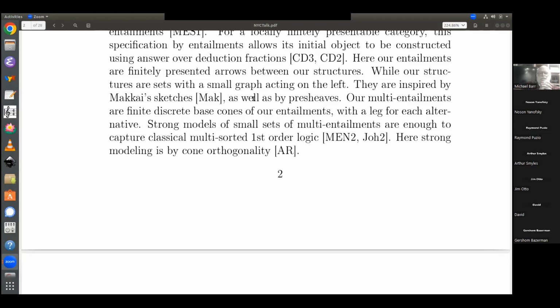Yeah, I said this still needs a revision here. As I said, my entailments are finitely presentable categories, but actually they are the finite presentations of some arrows between structures. Whereas the multi-entailments present instead finite discrete base cones of these entailments, where the idea is each leg is an alternative, and then you can model entailments and multi-entailments using notions of orthogonality or cone orthogonality, which is in the Adámek and Rosický book on accessible categories.